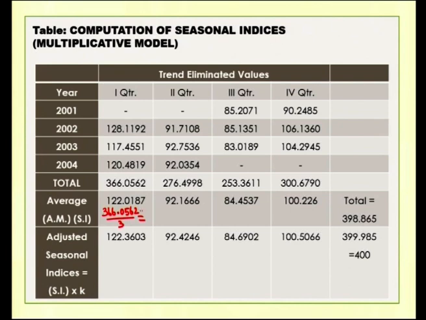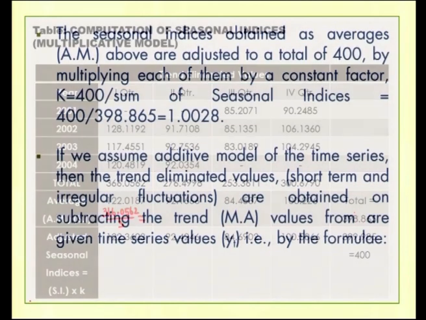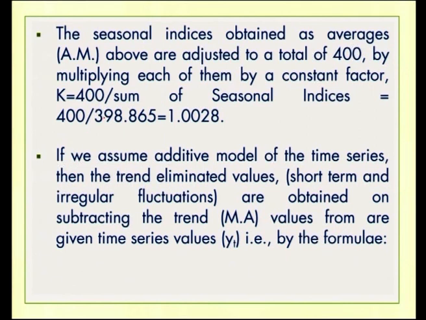First of all, let us see how this row is calculated. Likewise, 276.4998 is obtained by adding these three values. Then 276.4998 divided by 3 gives you 92.16667. Likewise, these 4 values are calculated. Their total comes to be 398.865. Okay. Now, keeping this value in hand, let us see how we calculate the adjustment.